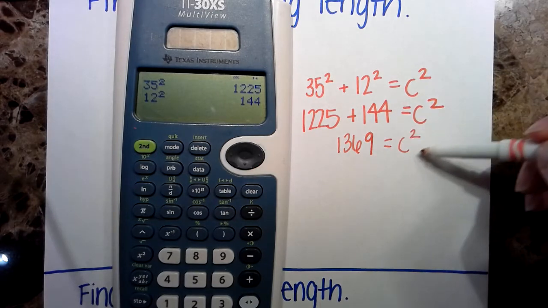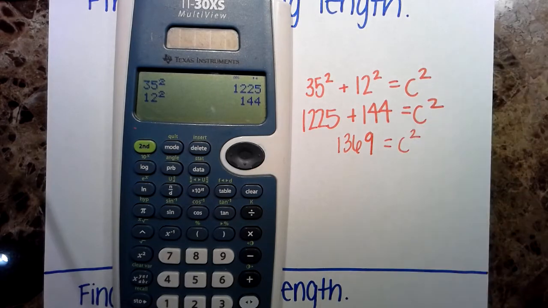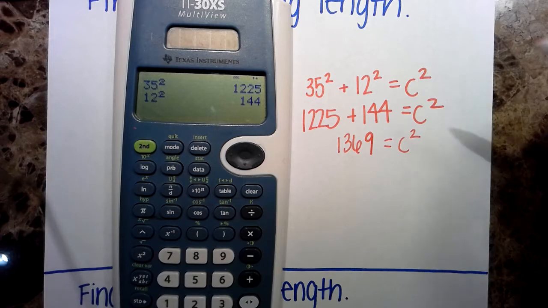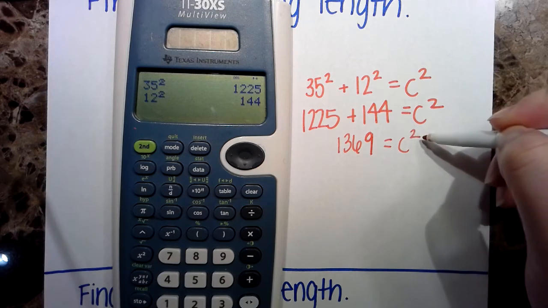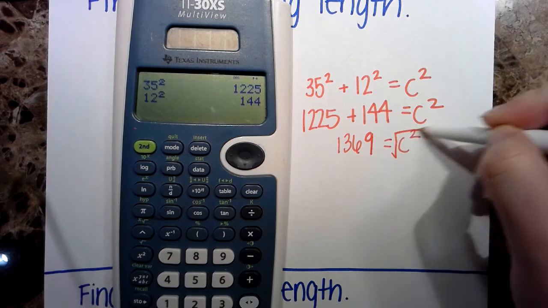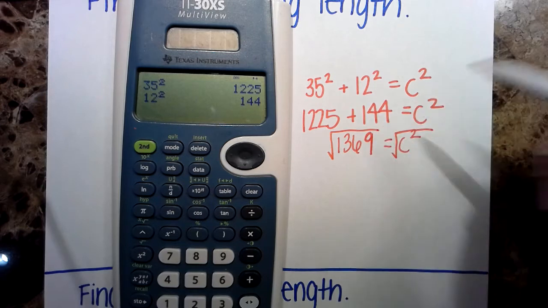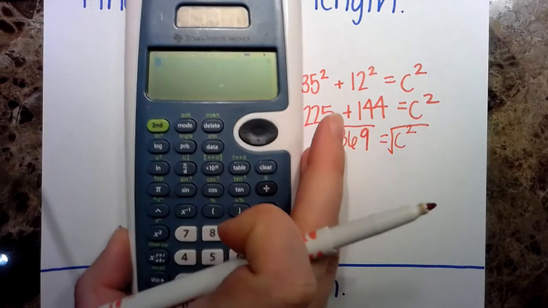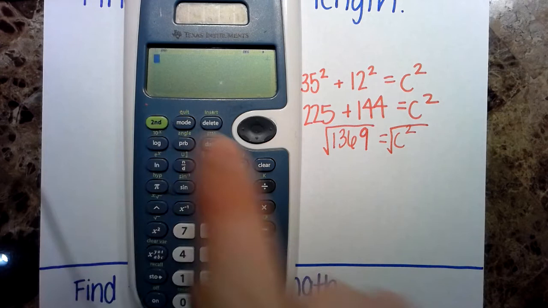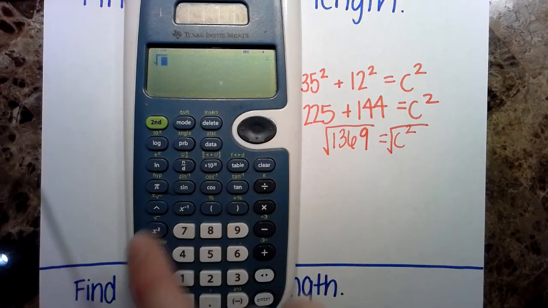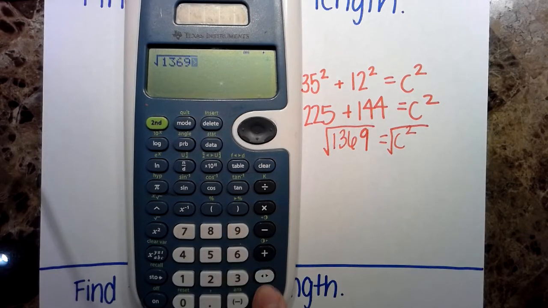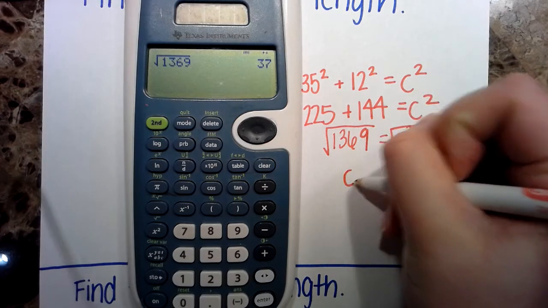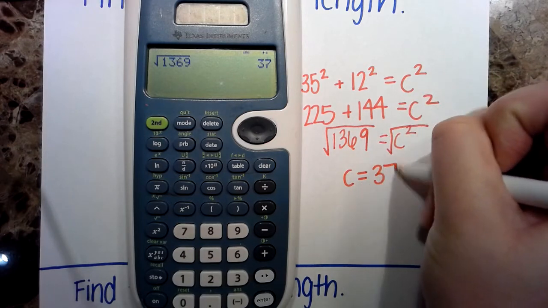To get rid of this squared, we're trying to just get C by itself. So how you're going to do that is, it's kind of like the inverse. The inverse of getting rid of a squared number is you take the square root of both sides. So in your calculator, you'd hit second and then the x squared button. You're going to type in your total, 1,369, and hit enter. And that means that C equals 37.